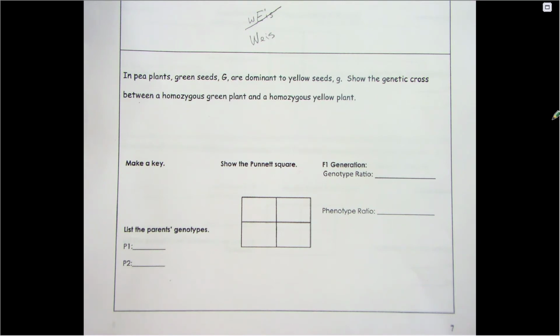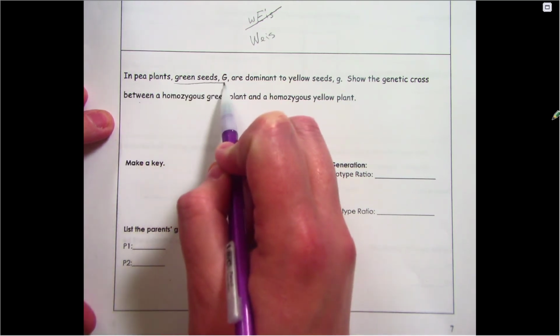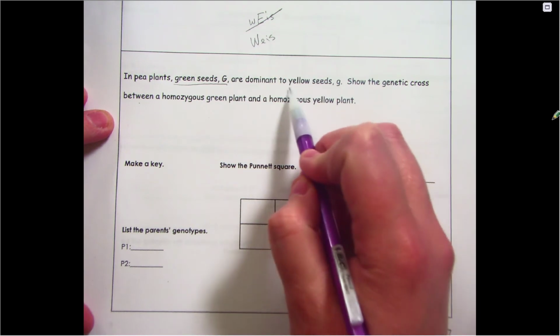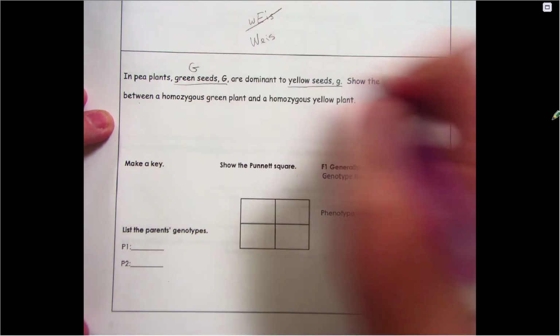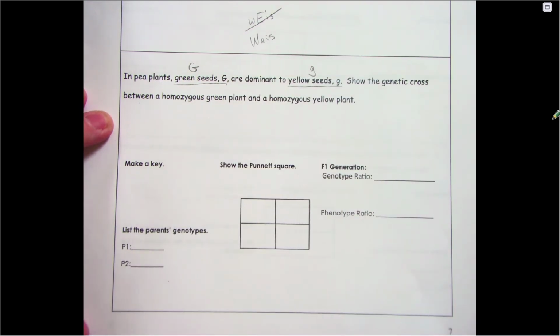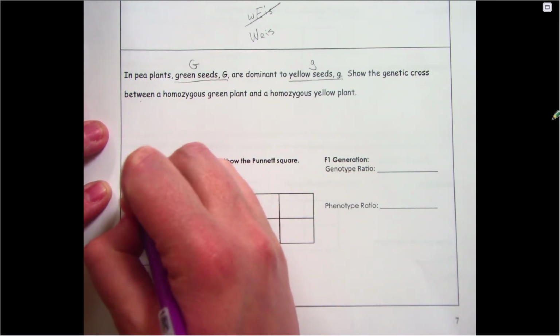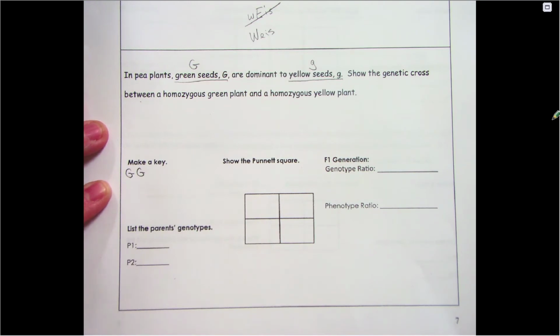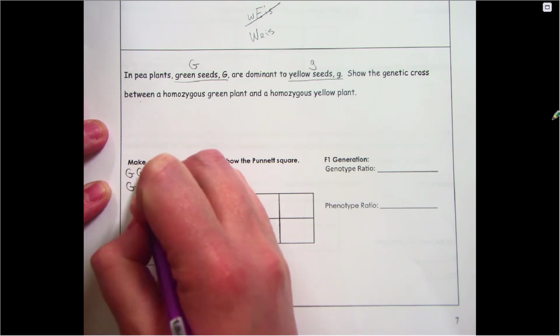So the first thing that we are going to do is underline some information. The first piece of information says in pea plants, green seeds, capital G, are dominant. And then yellow seeds would be lowercase g. So we can put a capital G, lowercase g, or just underline it. I'm going to take that information first to make my key. Again, I'm going to identify my 3 types of genotype combinations, or my 3 types of allele combinations. And I always go in this order. I think of it as biggest to smallest.